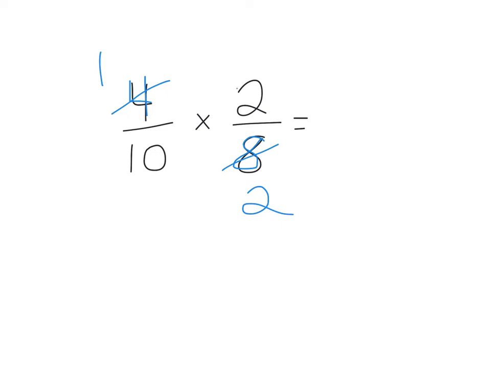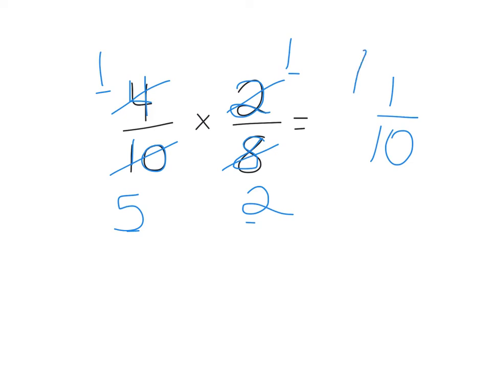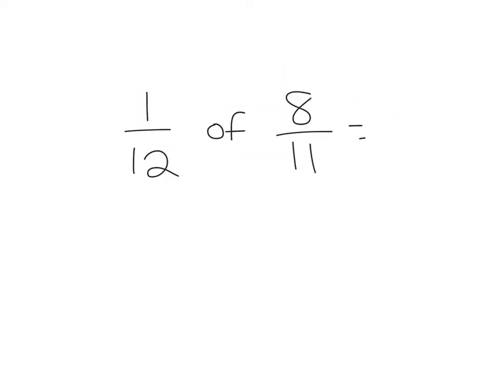And now I'm noticing that the 2 and the 10 can be divided by 2. So 2 divided by 2 is 1, and 10 divided by 2 is 5. And there's no more simplifying that can be done. So 1 times 1 equals 1, and 5 times 2 is 10. And of course this fraction's in simplest form because the numerator is a 1 and it's a proper fraction. So 1/10 is my answer. 4/10 times 2/8 is equal to 1/10.